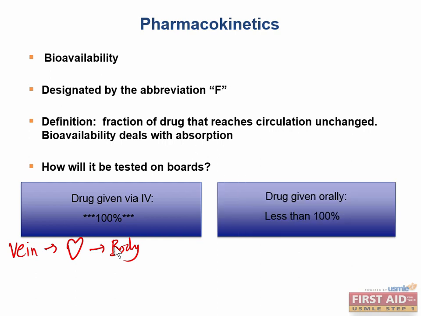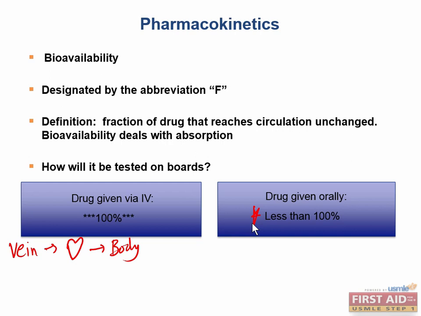We also have drugs given orally. For oral administration of a drug, the bioavailability equals the fraction of the drug that is absorbed and survives the first pass effect through the liver. So usually the bioavailability for most oral medications is less than 100%. Do you have any idea why the bioavailability for oral medications is less than 100%?